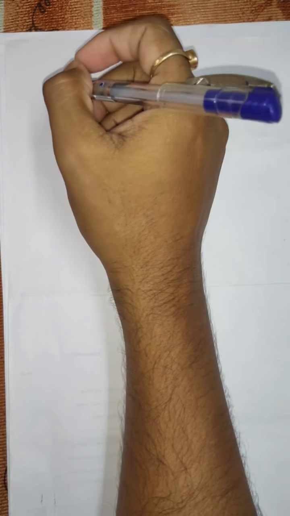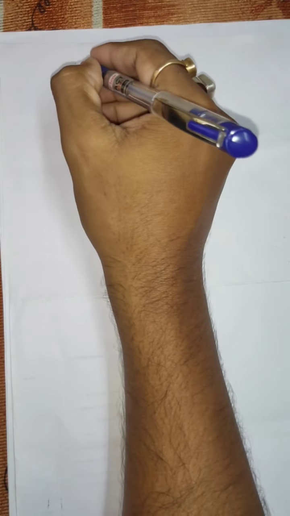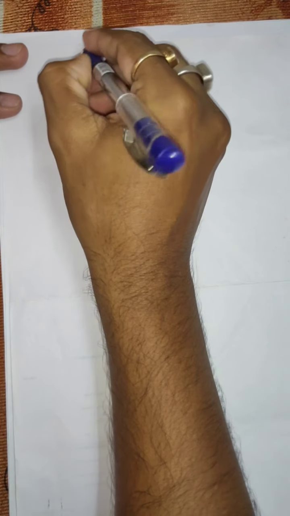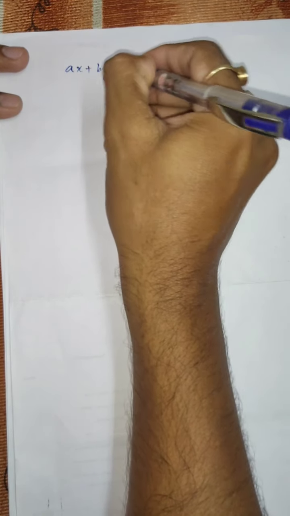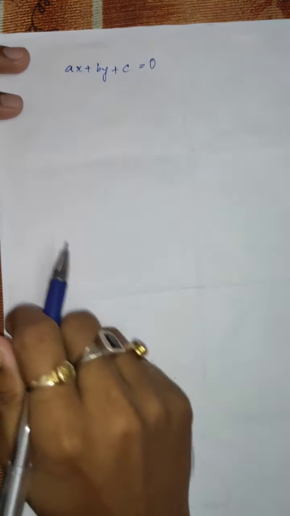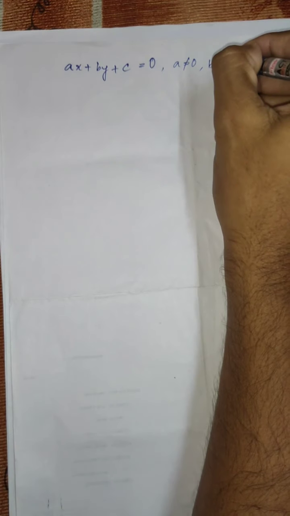Hello students, in this session we shall discuss chapter 4, that is linear equation in two variables of class 9 maths. See, linear equation in two variables is generally represented as, or the general form is ax plus by plus c is equal to 0. The condition is a is not equal to 0 and b is not equal to 0.